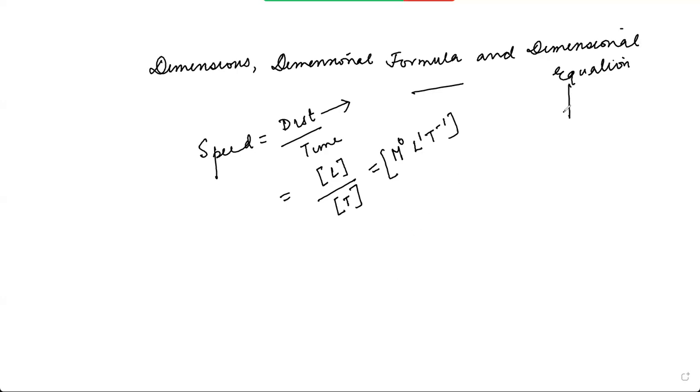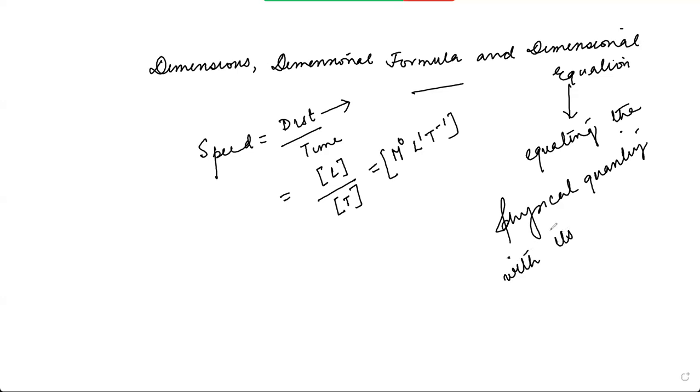Dimensional equation. It is an equation obtained by equating the physical quantity with its dimensional formula. So the dimensional equation of speed is given as [M^0 L T^-1].